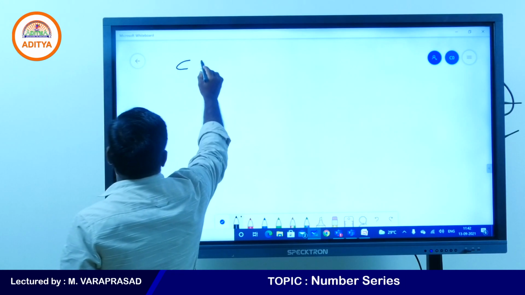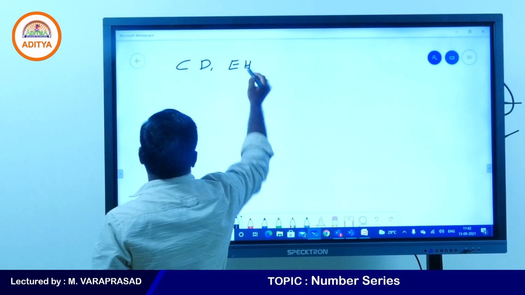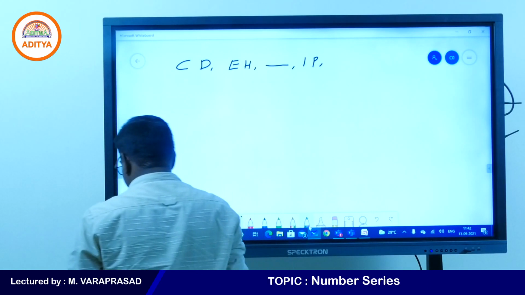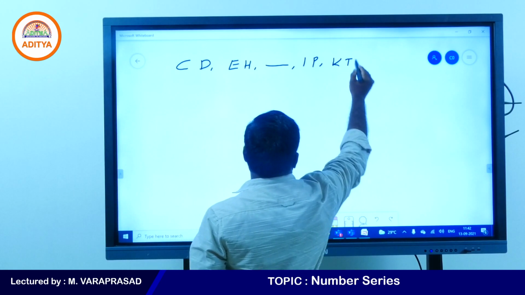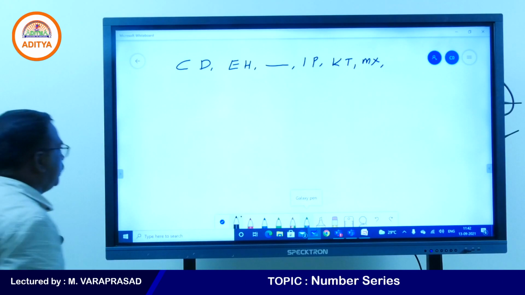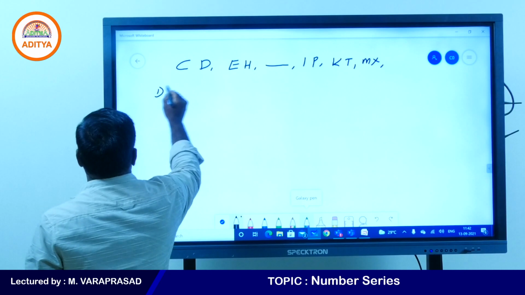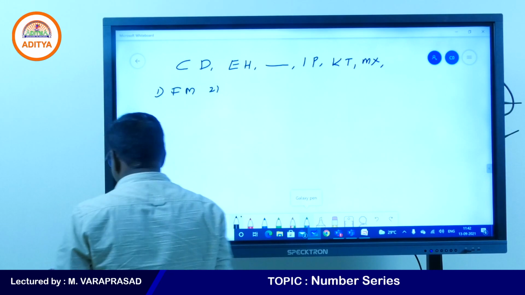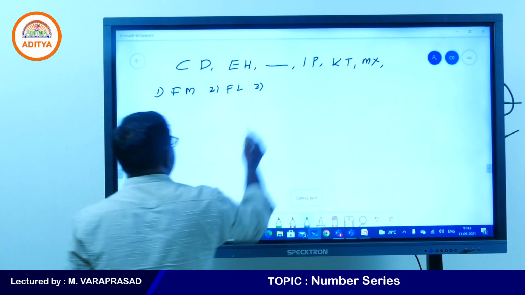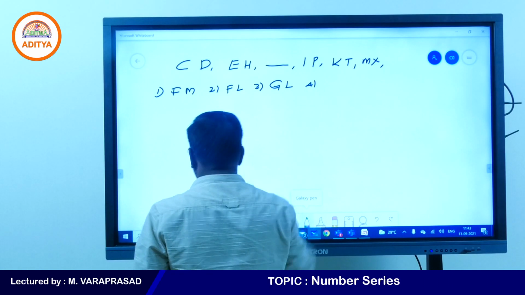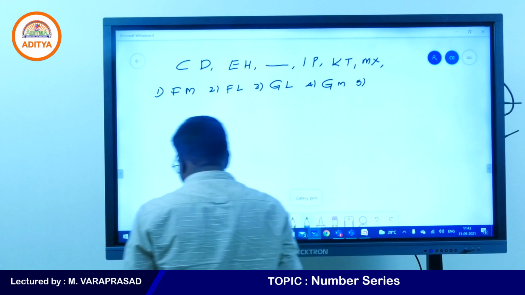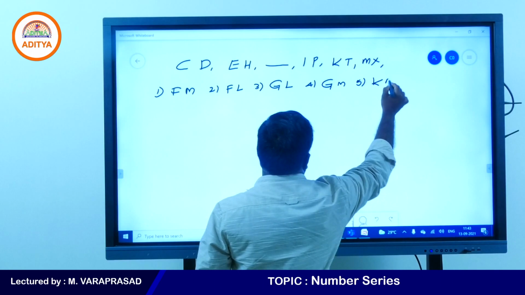Next question: C, D, E, H and question mark, I, P, K, T, M, X. Yes, my students, what answer will you get here? I will give options to you. Option number 1 is FM. Option number 2 is FL. Option number 3 is GL. Option number 4 is GM. And option number 5 is KM. Yes, my students, what answer will you get here?